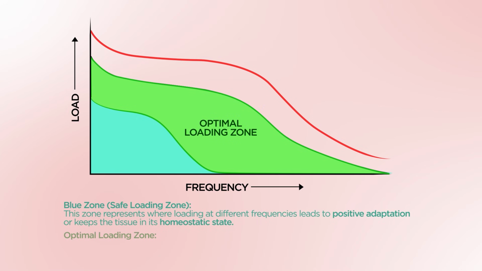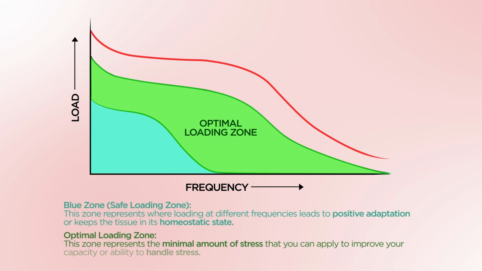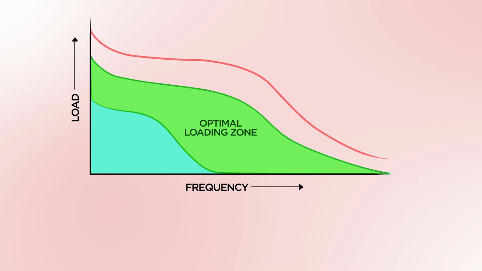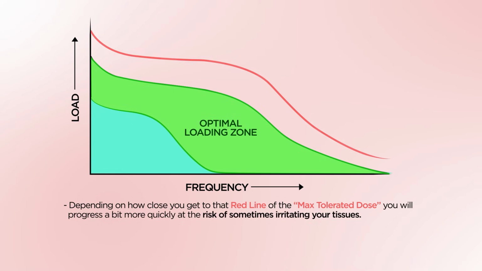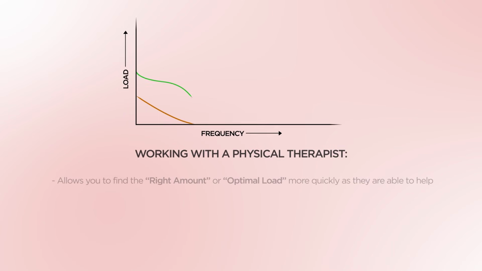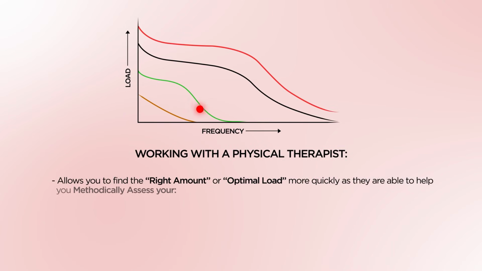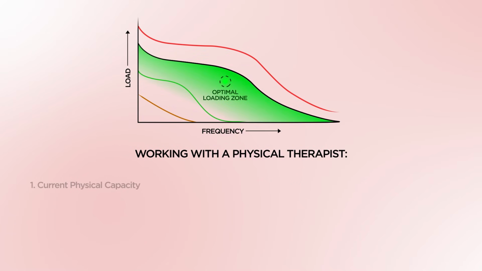And you can see the green line is the minimal amount of stress that you can apply to improve your capacity to handle stress. Depending on how close you get to that red line of the max tolerated dose, you'll progress a bit more quickly at the risk of sometimes irritating your tissues. And this is why working with a physical therapist often allows you to find the right amount, or optimal load, more quickly, as they can help you methodically assess your current physical capacity.